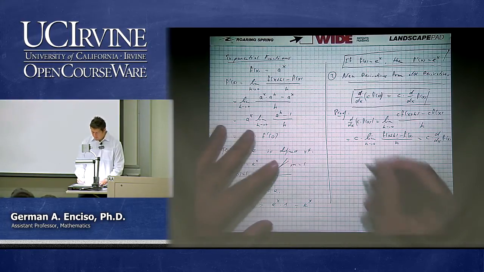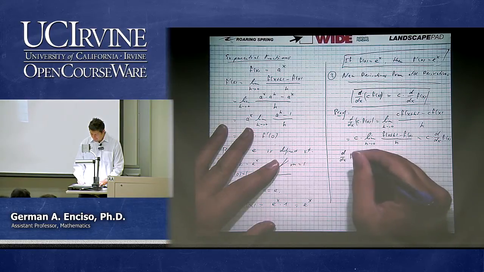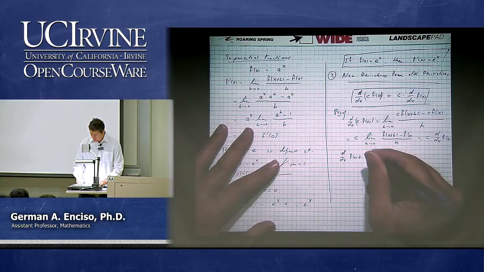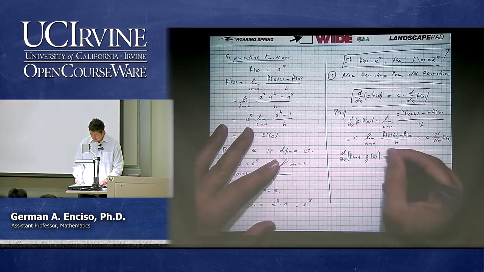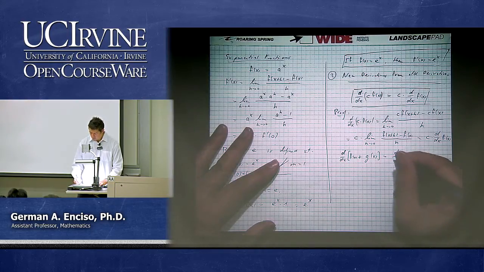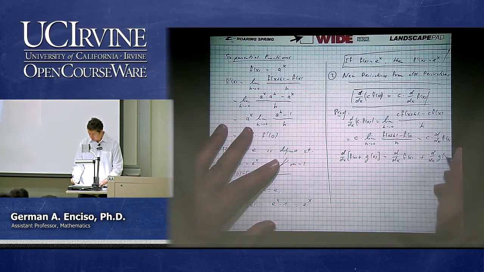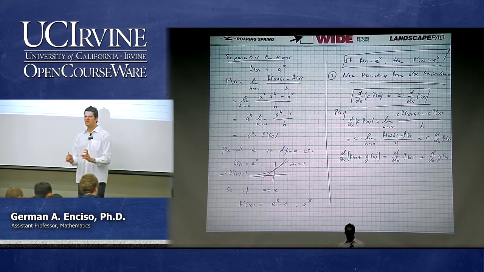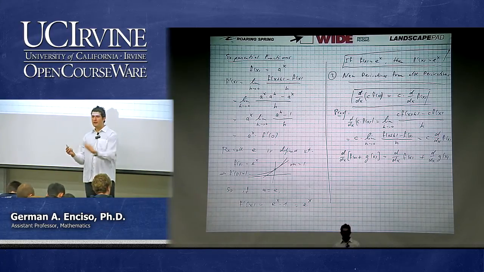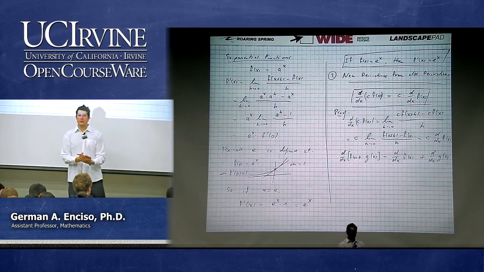Okay, here's another formula. The derivative of f of x plus g of x is the derivative of f plus the derivative of g. So that also is very convenient. If you want to find the derivative of a sum, then you just break it down into two, find the derivative of one term, and add it up with the derivative of the other term.